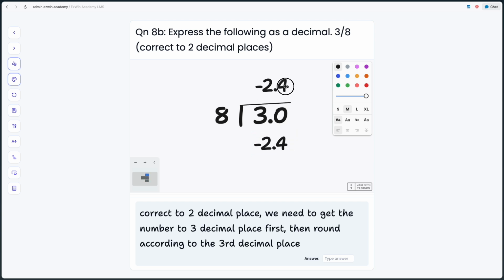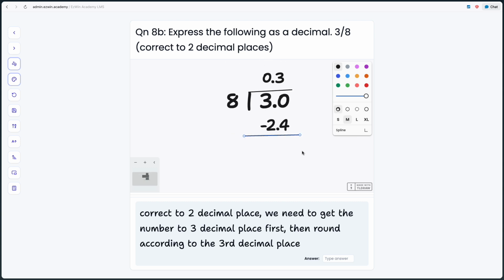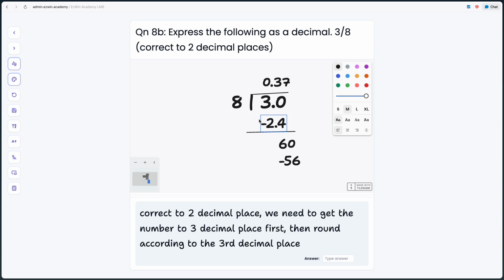And what will this be? This will be 0.3. Okay, so 3 times 8 is 24. And this will then give us 6. Right, so let's put 6 over here, and that should be 60. So what is the closest to 60? It should be 56. So 7 times 8 is 56. So 60 minus 56, and this will give us 4.